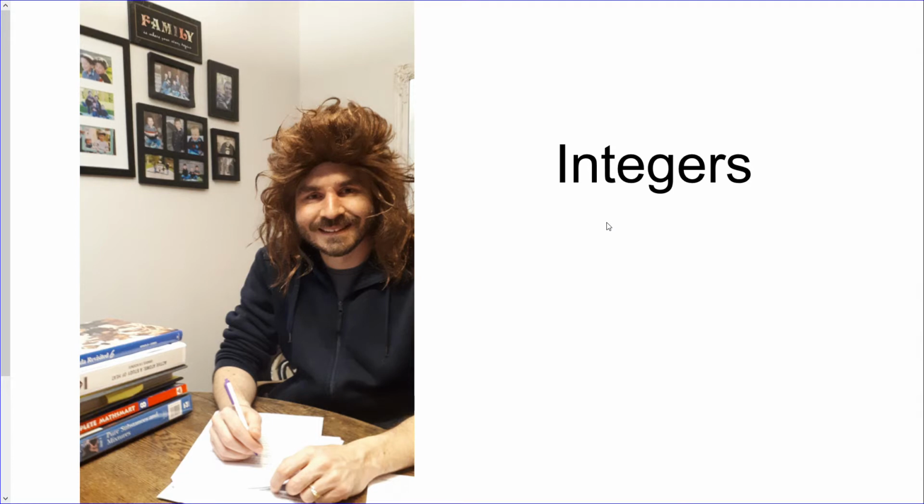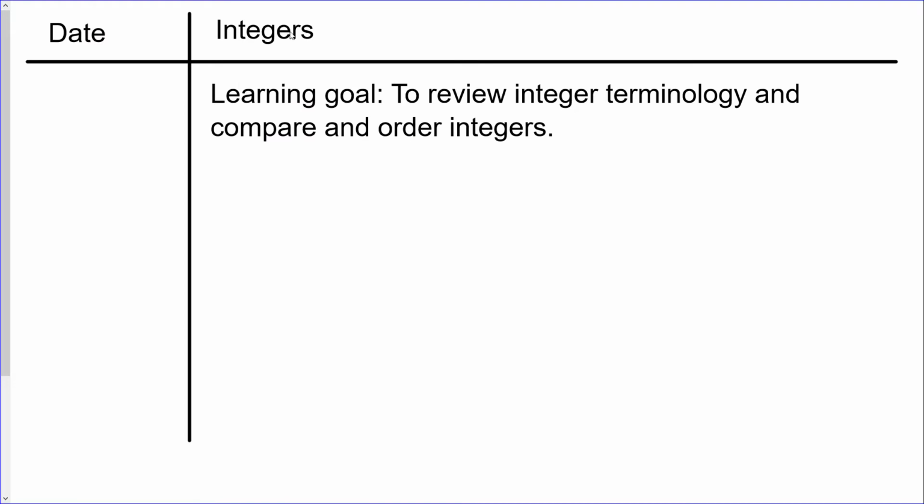Now please make a few notes as we're going through this, but since it should be a review, you can keep those notes fairly brief. Make sure your note has a title and a date on it. You don't have to write down the learning goal, but our point today is just to review some integer terminology and compare and order integers.